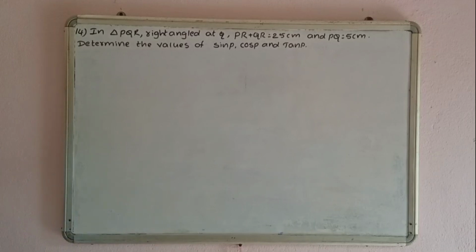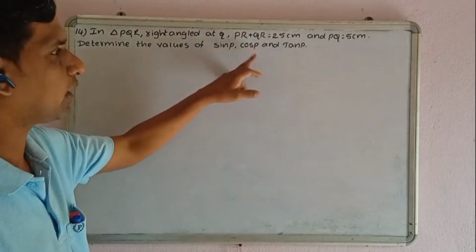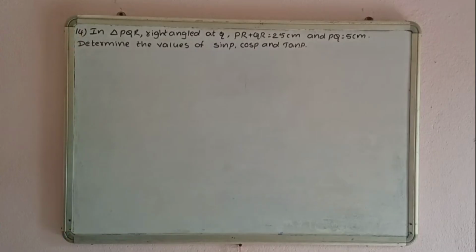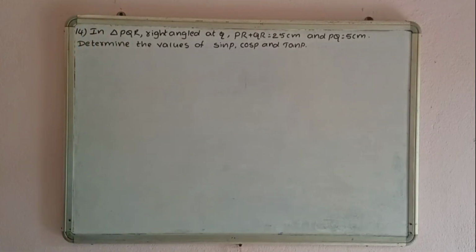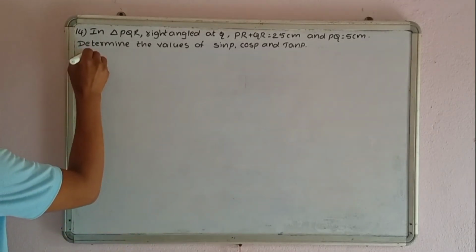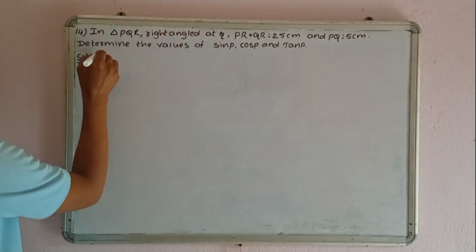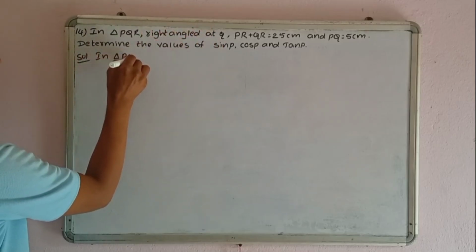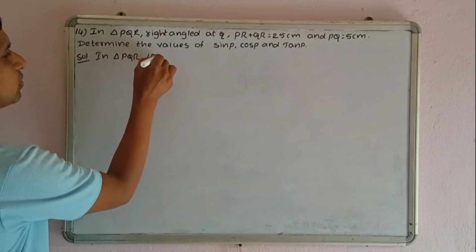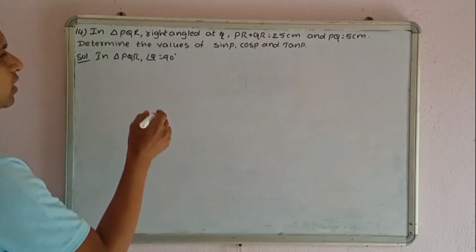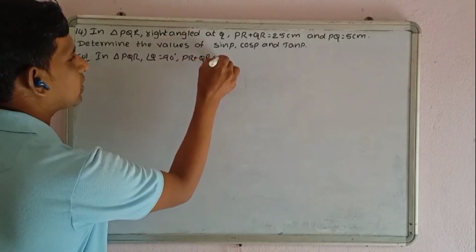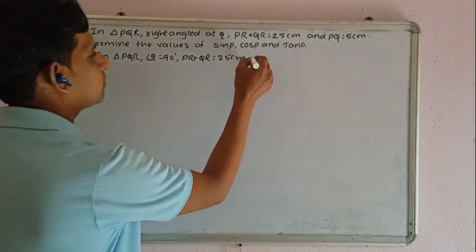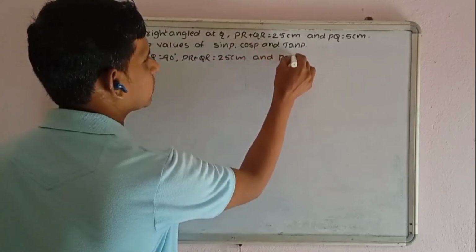In triangle PQR, right angle at Q, and PR plus QR equals 25 centimeters and PQ equals 5 centimeters. Determine the values of sin P, cos P and tan P. Okay, see the solution. In triangle PQR, right angle at Q, so angle Q is 90 degrees. This is given. Also given that PR plus QR equals 25 centimeters and PQ equals 5 centimeters.